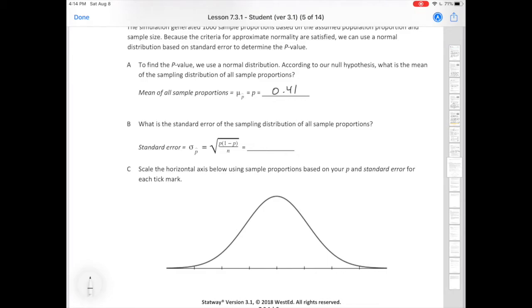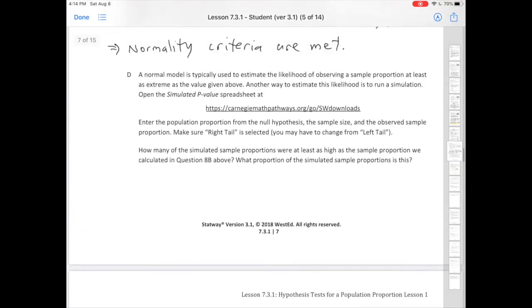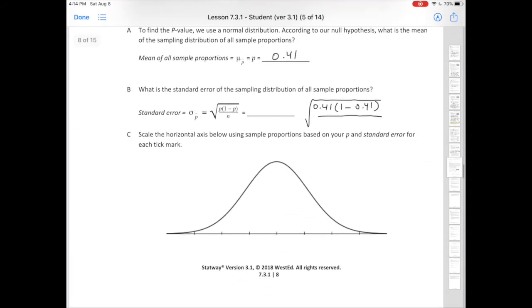So I'm going to put that in there. What is the standard error of the sampling distribution of all sample proportions? So remember, we already have this formula from previously, but now we're assuming that p is true. So we don't use p hat in this, we use the actual p. So if I put p in there, I get 0.41 times 1 minus 0.41. And then I divide that by, what was our sample size in the problem? I already forgot. Let's see, 516, right? And so I put 516 in there.